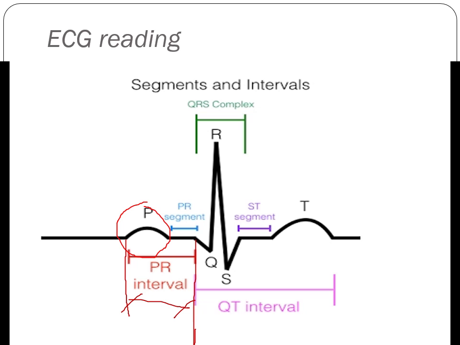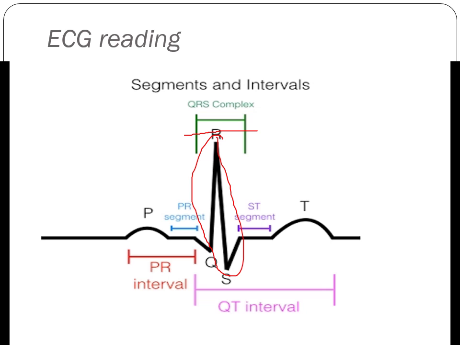Next, we have our QRS complex. The QRS complex represents the rapid depolarization of the right and the left ventricles. The ventricles have a large muscle mass compared to the atria, so the QRS complex usually has a much larger amplitude compared to our P wave and our T wave.